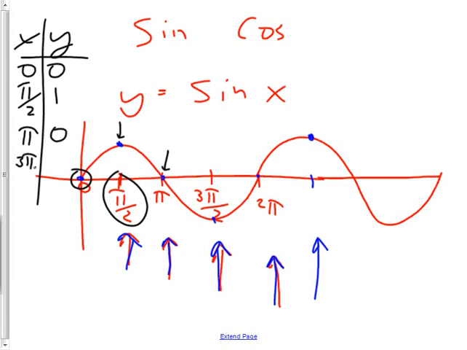See how to write that? The next one's 3 pi over 2, and then it would be -1. And it just keeps going if you want to. Go to 2 pi, it's back to 0 again.